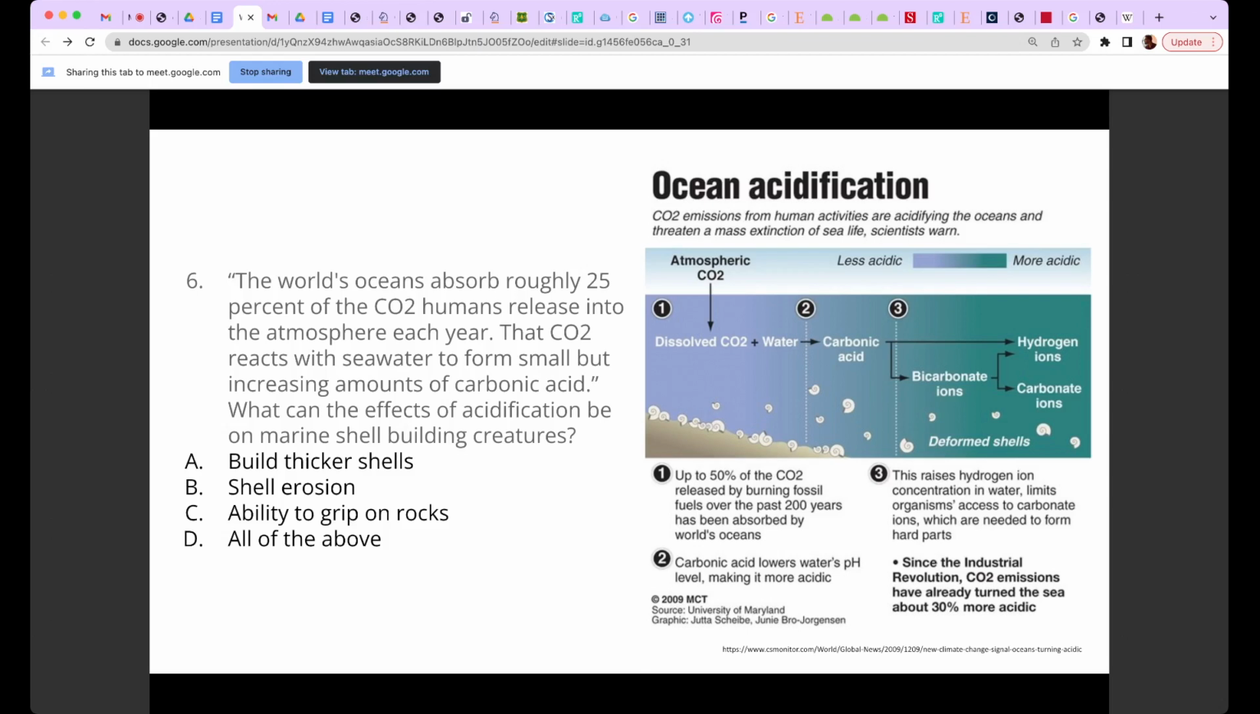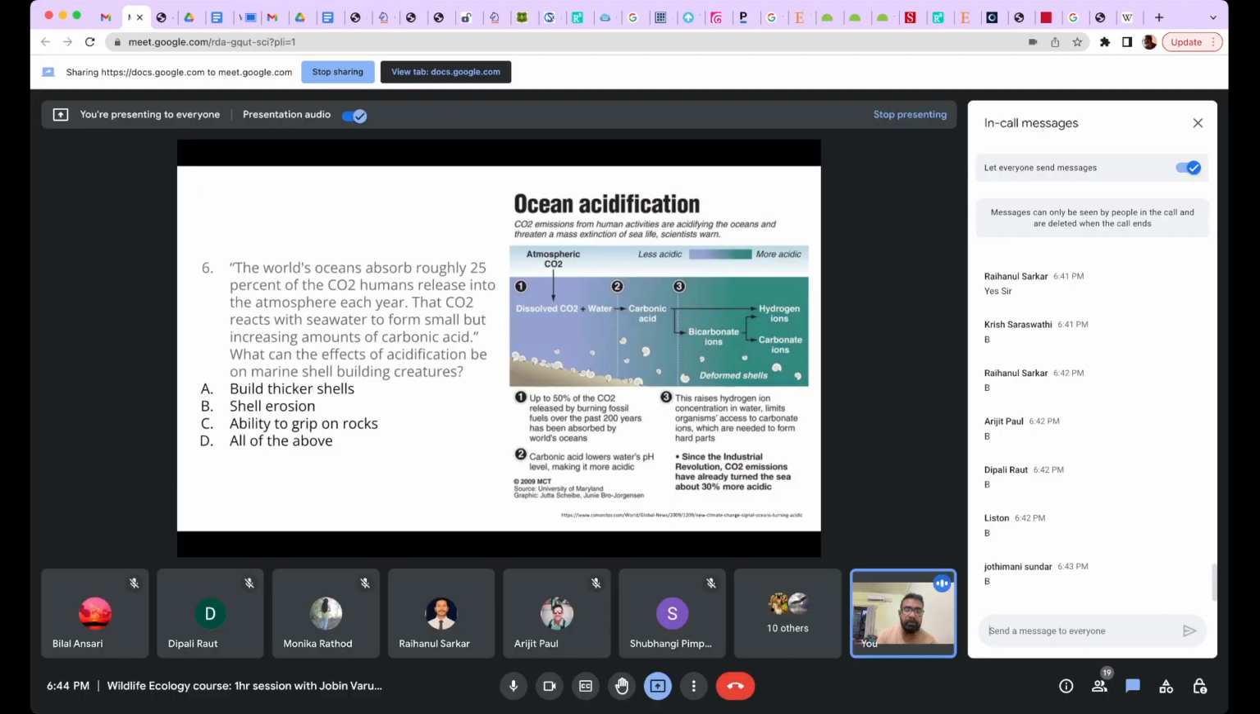B, it could have been found that it can cause shell erosion for certain creatures, or C, it can also happen that the grip of these shell creatures on the rocks reduces, or D, it could actually be all the three effects happening at once because of the increased carbon dioxide in water. Most of the people have said B. There is no reasoning to it. The answer is actually D.